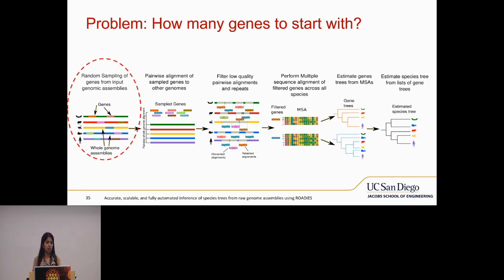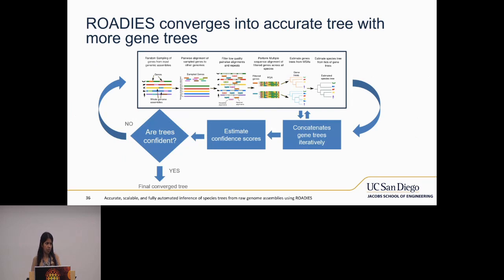And for that, we developed an adaptive algorithm where we iterate the ROADIES entire pipeline multiple times. The main idea is that with every iteration, we keep increasing the gene trees. With more and more gene trees, the trees become much more accurate. We keep track of the confidence of the trees at every iteration. If the trees become confident, we stop.